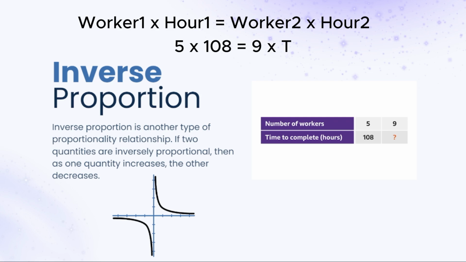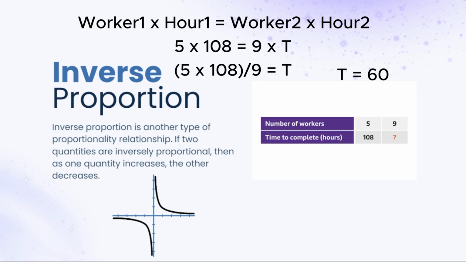So basically, we solve for t. We isolate t by dividing both sides by 9. After that, we get 5 times 108 divided by 9. 108 times 5 is equal to 540. So we divide 540 by 9, which is 60. So we found it. t is equal to 60. So the time needed is 60 hours.